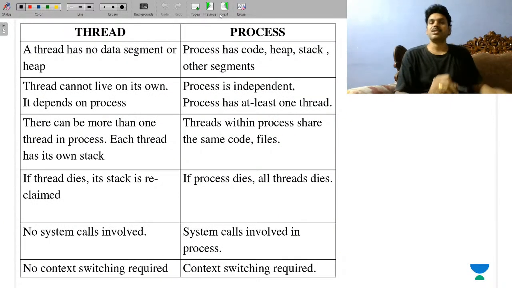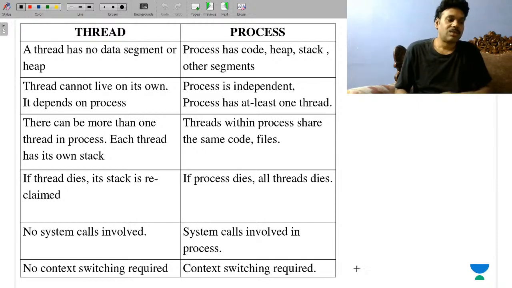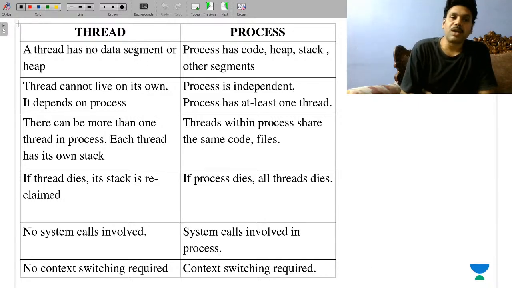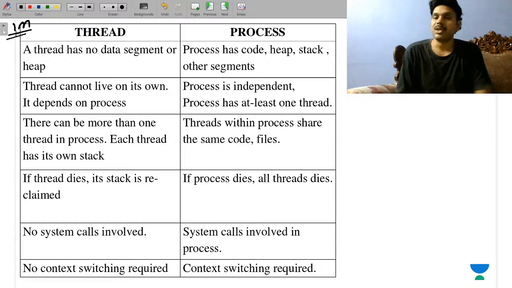So what are the differences between your thread and process? This is a very important 1 mark question. The difference between thread and process. In the evening special class we will do the questionnaire on these threads and fork statements. Don't miss that evening class.